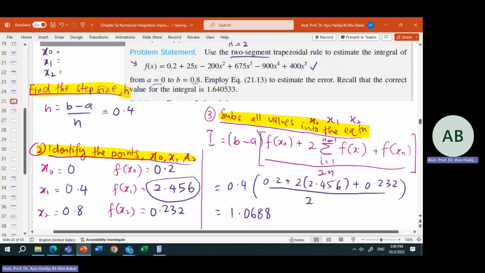Compare with when you used n equals 1 previously. When n equals 1, the result is 0.1728. Okay, so there is a difference.